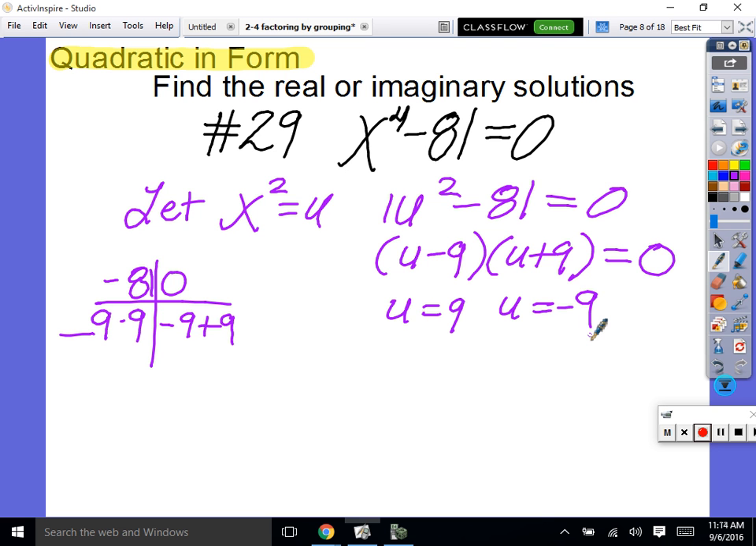Oh yeah, we could have done it that way too. Right? Square root both sides, plus or minus 9. Good point. That would probably have been just as easy as factoring, right?